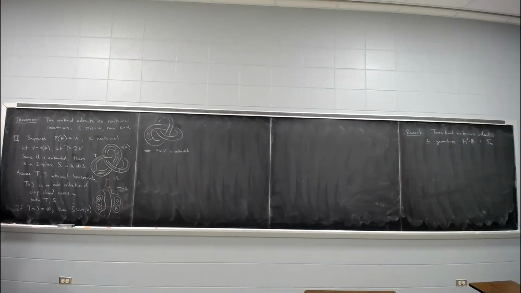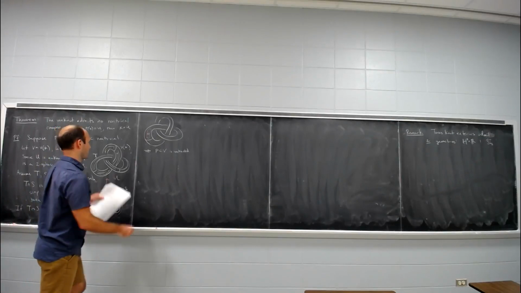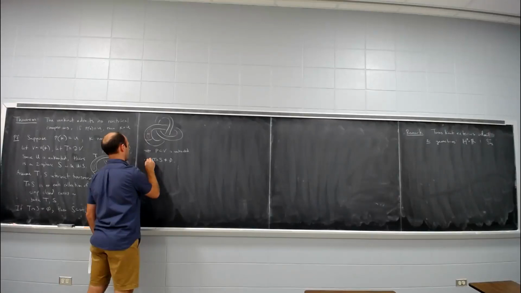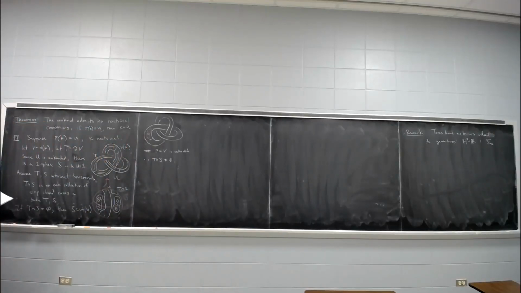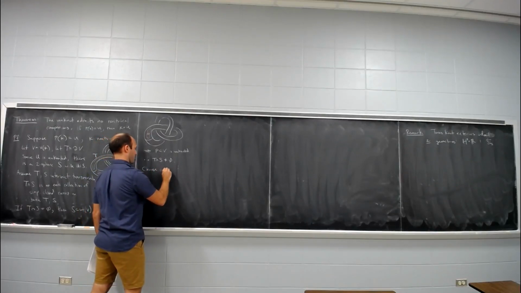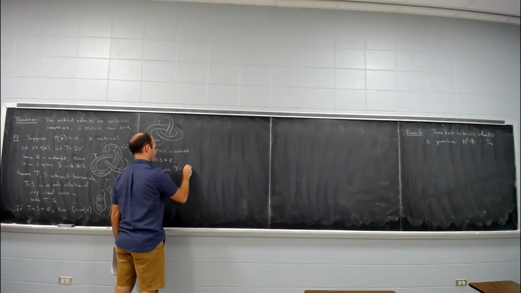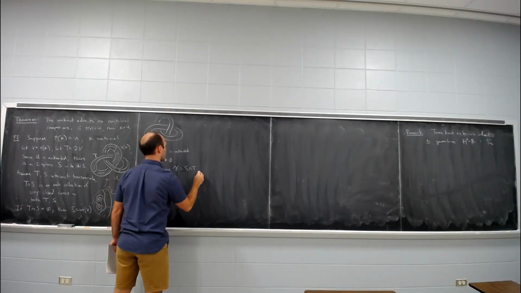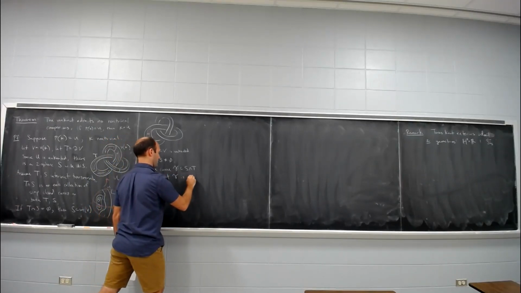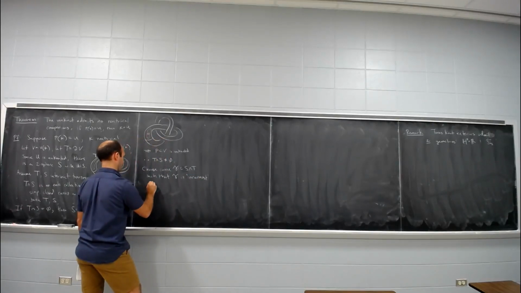Okay, does that make sense? So all we've argued is that this intersection is non-empty. So T intersect S is not empty. So what we want to do is choose a curve gamma in S intersect T such that gamma is innermost on S.